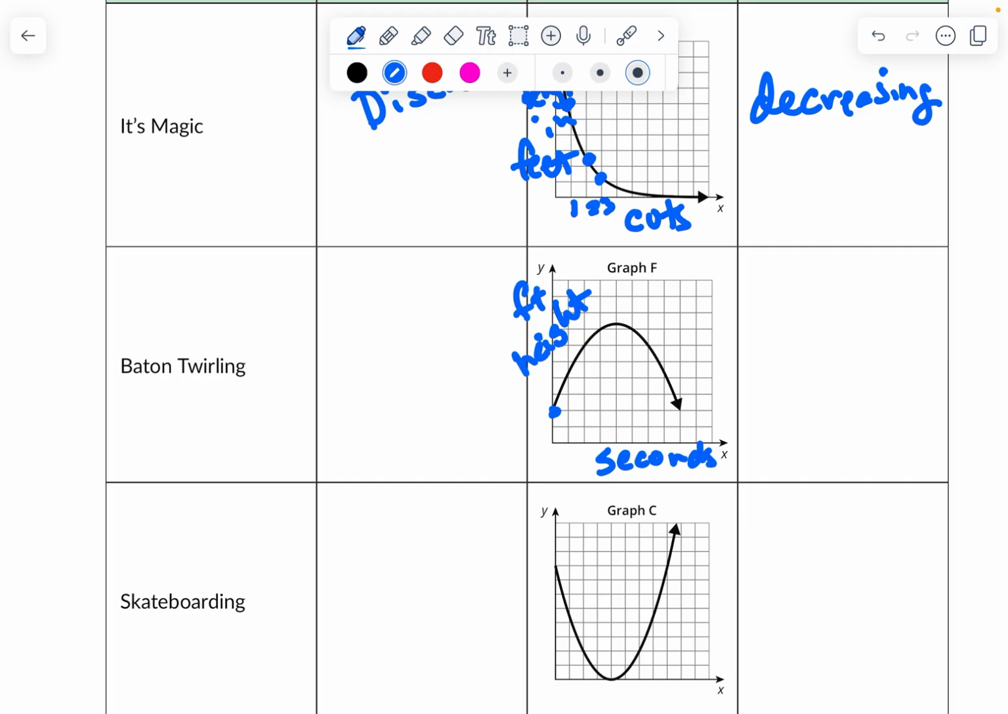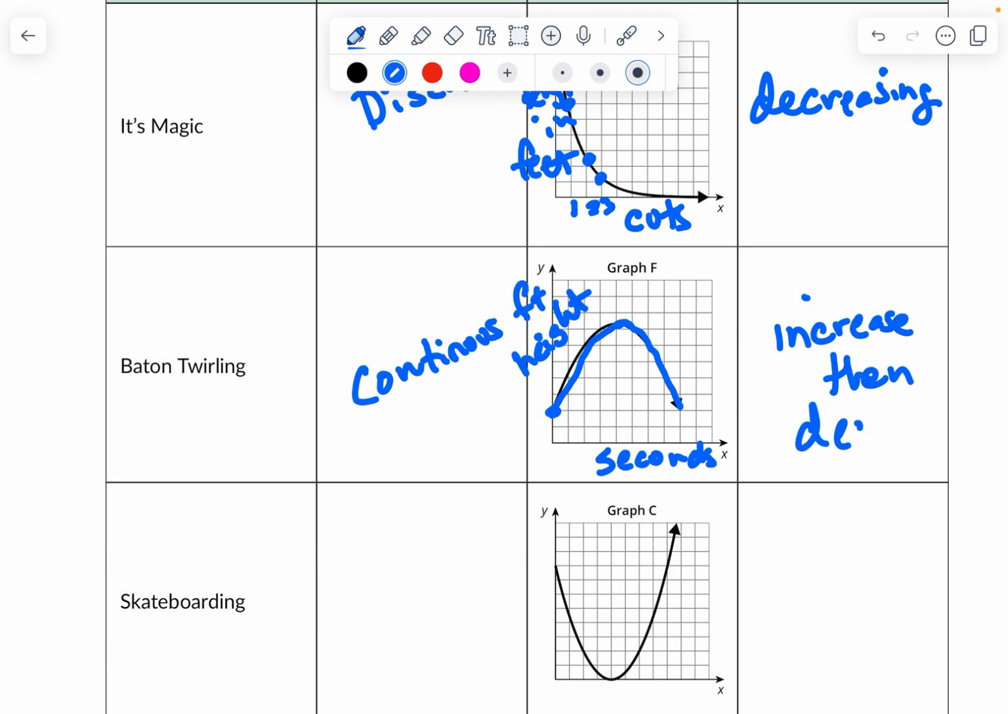And so that baton is gradually going up. It tops out and it gradually comes back down. It never stops. It doesn't jump levels. So this would be a perfect continuous. And this one is increasing. Then it decreases. Okay, starts going up and then it turns and comes back down.